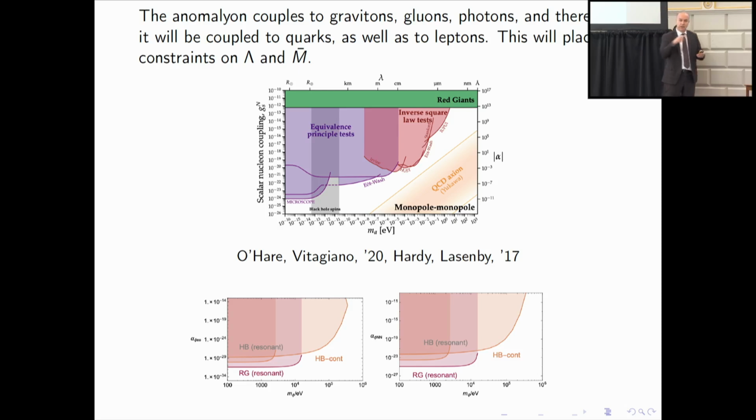You have this particle into 2 photons, and you can convert that particle in some electromagnetic field into another photon, which you then detect as a change in power of the equipment, and there are constraints on it. But there are also constraints coming from star cooling. RG refers to red giants, and HB refers to the horizontal branch of the star evolution, and so on and so forth. So you get significant constraints, but it's not too much constraint. You still have a large parameter space.